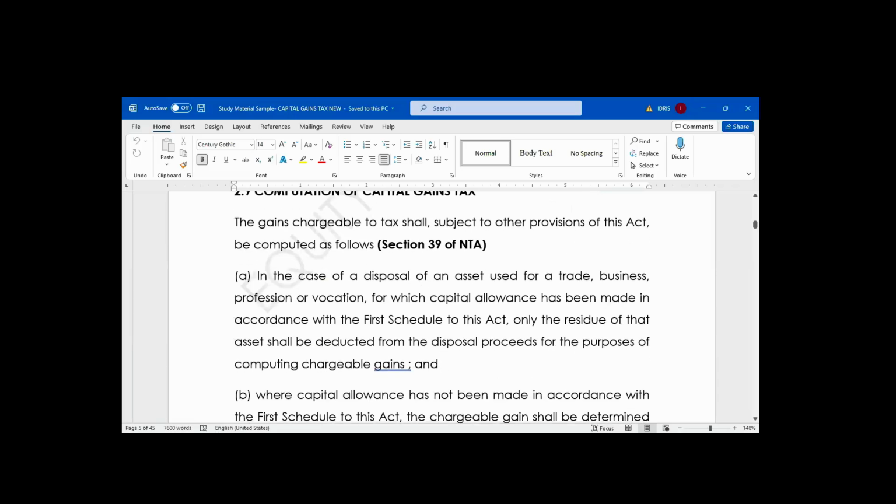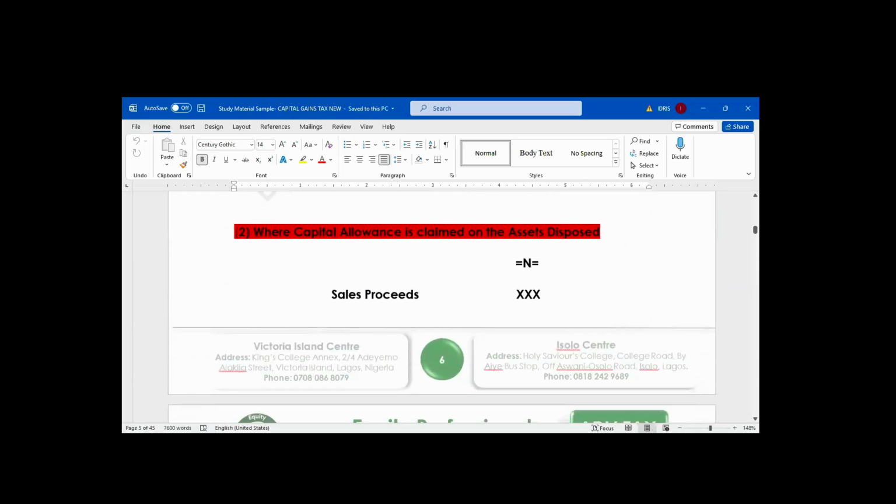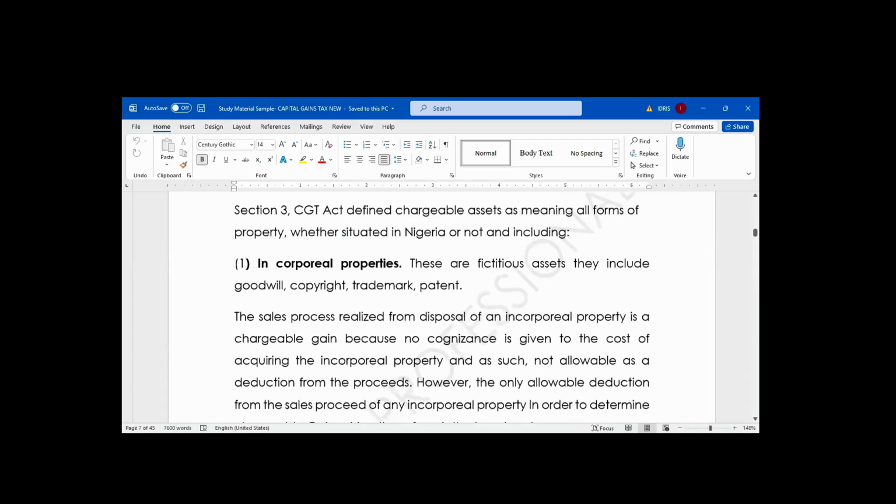After that, the other area we looked at was partial disposal of fixed assets under the capital gain tax, when a fixed asset is disposed partially.